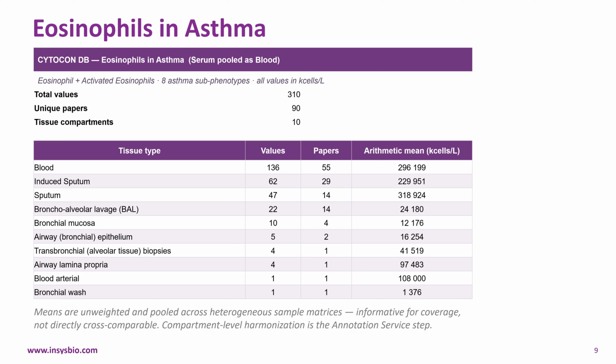These arithmetic means are unweighted and pooled across heterogeneous sample matrices, useful for assessing coverage but not directly cross-comparable, since compartment-level harmonization happens at the annotation service step. For actual analysis, you'd stratify this data by severity and other patient parameters, depending on what the specific study requires.